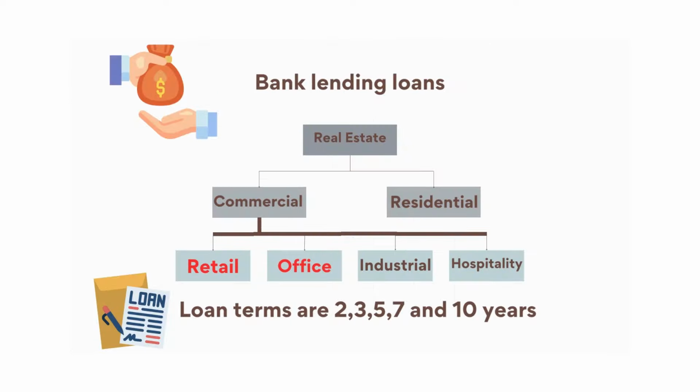And banks lend loans to real estate, for example. In real estate, again, we have different types: one is commercial and another is residential. Today we talk about commercial. In commercial, we have four different property types: retail, office, industrial, and hospitality. Commercial loans are mostly given in terms of 2 or 3 years, 5, 7, and 10. In general, they give for 10, but there are some loans where you can get 2, 3, 5, or 7.